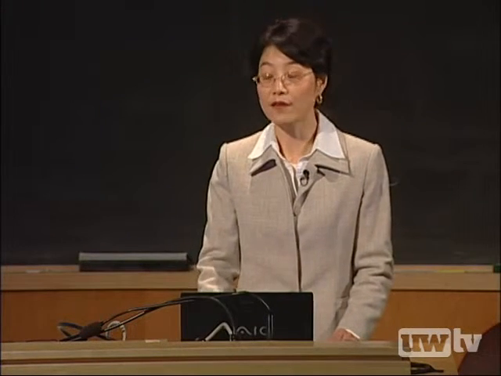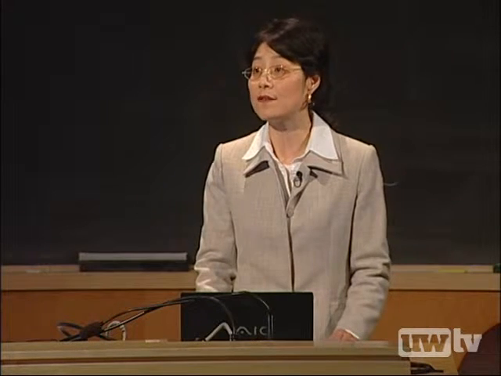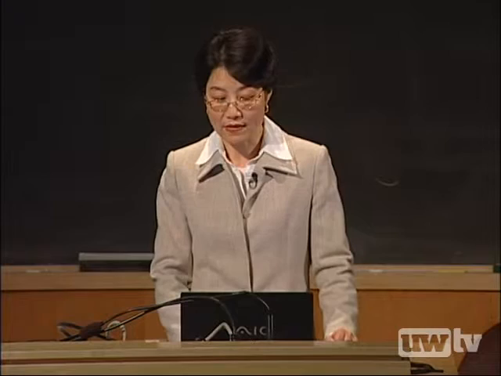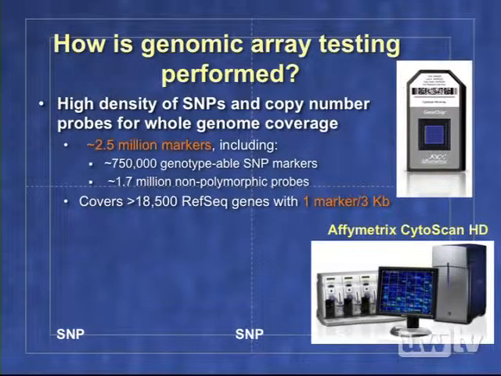In our laboratory, after various validations and extensive platform comparison, we settled on the Affymetrix CytoScan HD platform, which includes 2.5 million total markers. Among these, there are 750,000 genotypable SNP markers, single nucleotide polymorphism markers, and 1.7 million nonpolymorphic probes. So this is a very high-density coverage of the entire genome, and for the almost 20,000 RefSeq genes, the coverage at those specific gene regions is 1 marker per 3 kb.